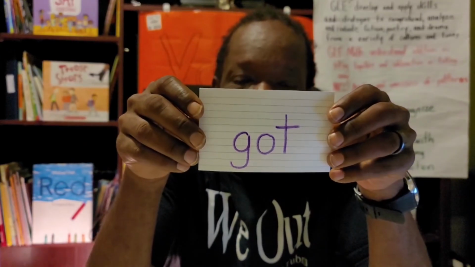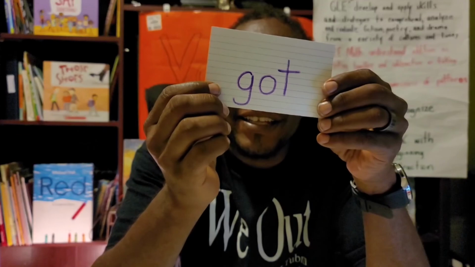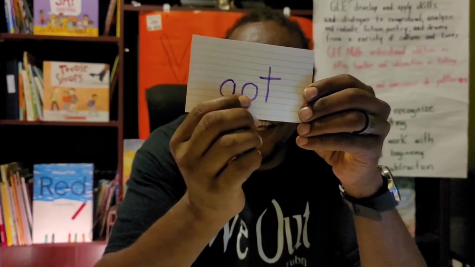And whose name is this? What word is this? Got. Let's spell got. G-O-T. Got. He got the most votes yesterday. Yesterday was voting day, right?